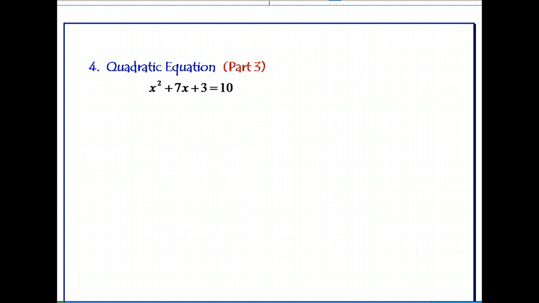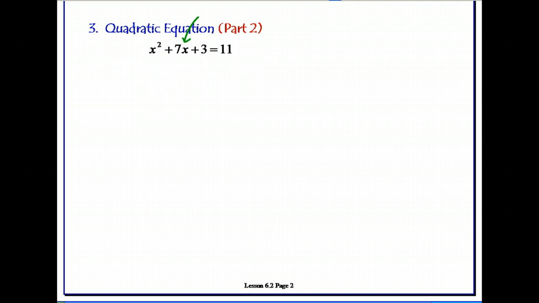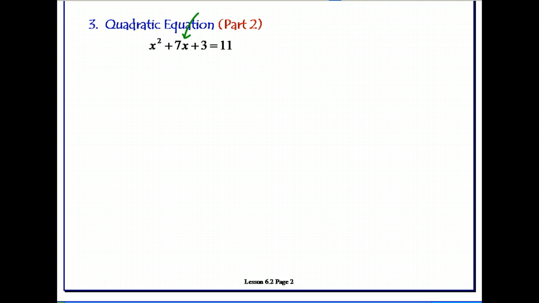So come back. Let's just first do it algebraically. Oops, I skipped. And let's do this one. And now notice in this one, we have that x squared. But look at that. We got that green arrow. We got that 7x in there also. So how do you solve these quadratics? Well, step 1 is set it equal to 0. So I go x squared plus 7x. I'll subtract 11 from both sides. 3 minus 11 is a negative 8. Equals 0.